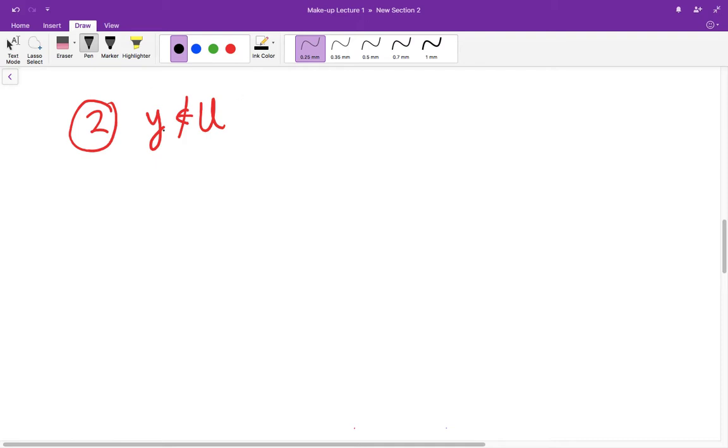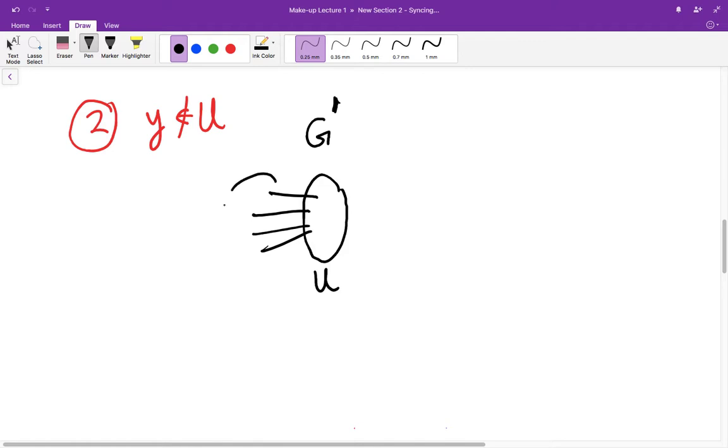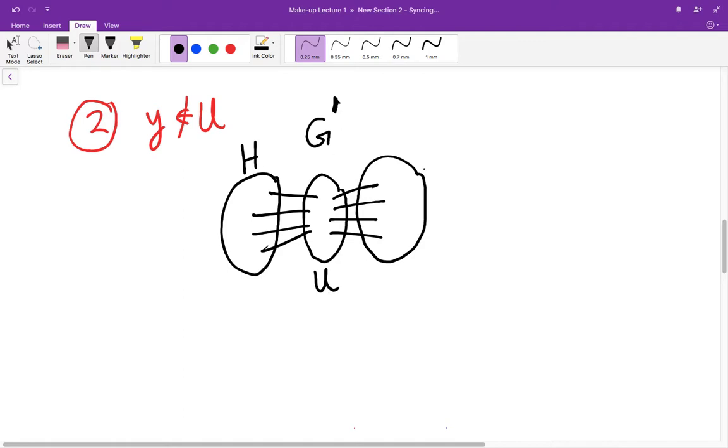Well, in the second case, we have the vertex Y being not inside the vertex cut U. So this is how the graph G prime will look like. And let's say this is the vertex cut U. Then having U deleted from G prime, the graph will be disconnected. So let's say this is one of the components after deleting U. Let's call it H. And let's say there's another component after deleting U from G prime. Let's call it H prime.